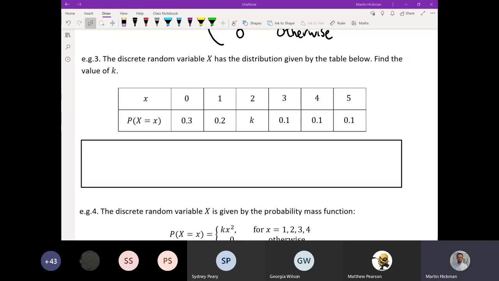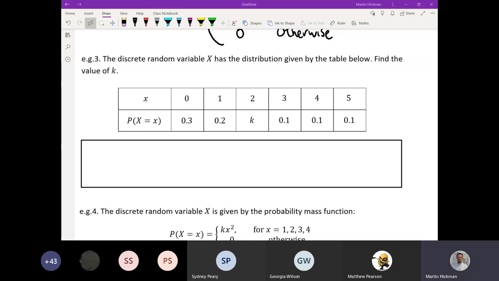So what we want to remember here is that all my probabilities have to add up to 1. Okay, so that's the really key point here. All the probabilities have to add up to 1, because only 0, 1, 2, 3, 4, and 5 are possible here.